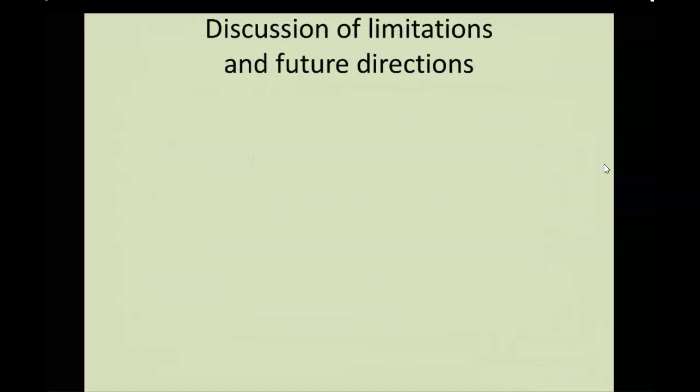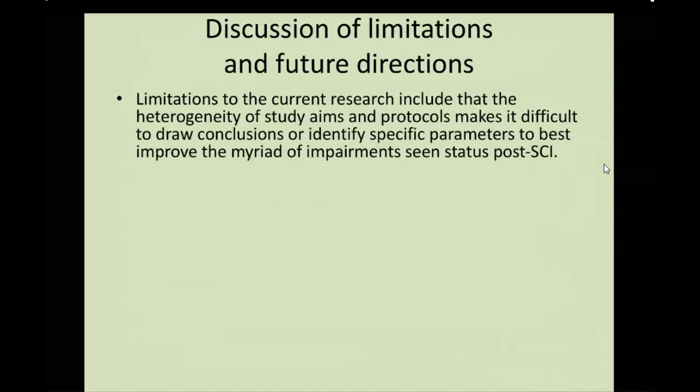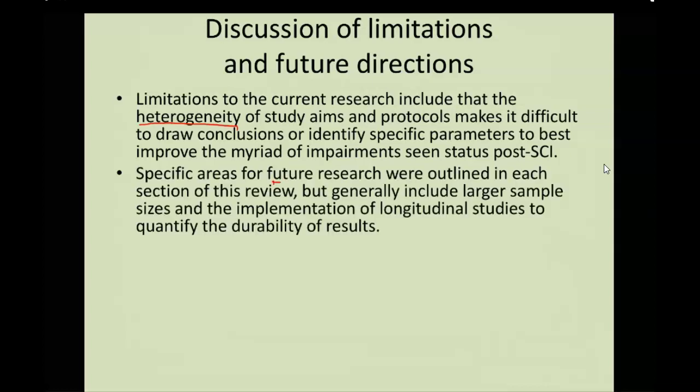So discussion of limitations and future directions. Here's one quote, three quotations I've used. Limitations to the current research include that the heterogeneity, there's that word again that we had earlier, of study aims and protocols makes it difficult to draw conclusions or identify specific parameters to best improve the myriad of impairments seen status post spinal cord injury. Another one, specific areas for future research were outlined in each section of this review, right? So she doesn't give an overall suggestion, but there's also some for each of those 7 sections. But she also provides some general suggestions.